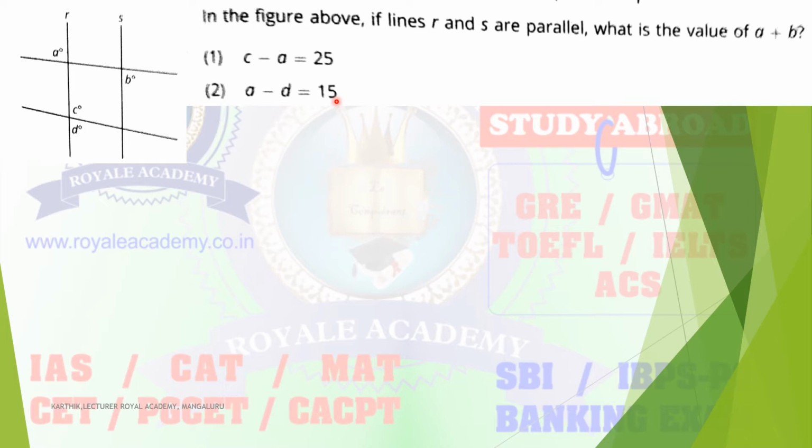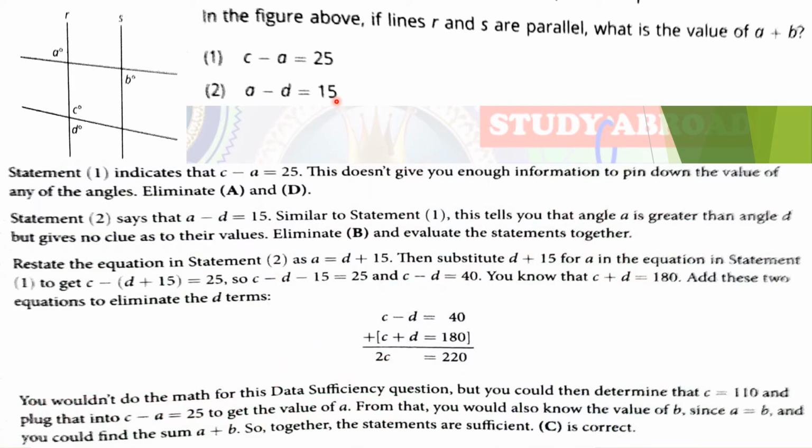Third option, both statements together you can answer the question. Fourth option, individual statements alone you can answer the question. Fifth one, none of the above. For this type of problem, the options are like this only. Okay, so we'll see how to solve this problem.